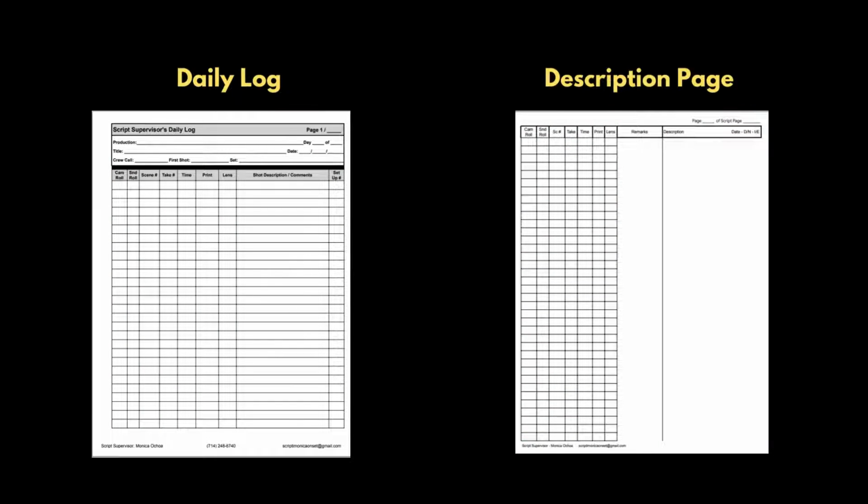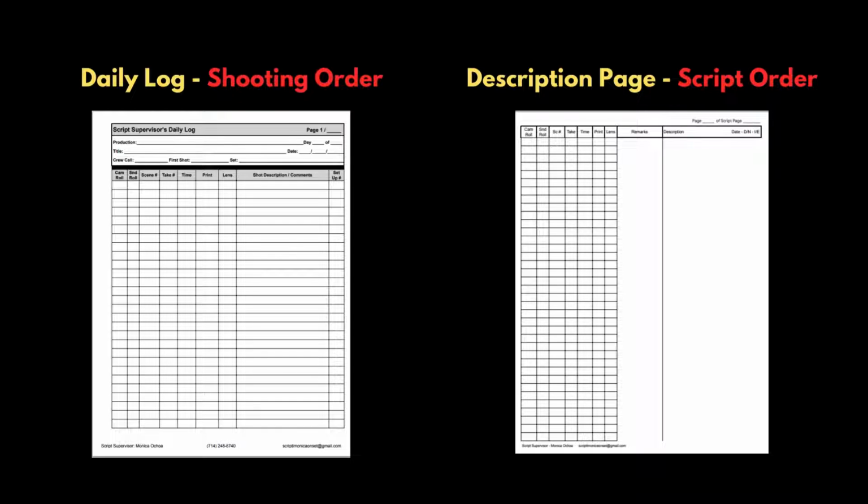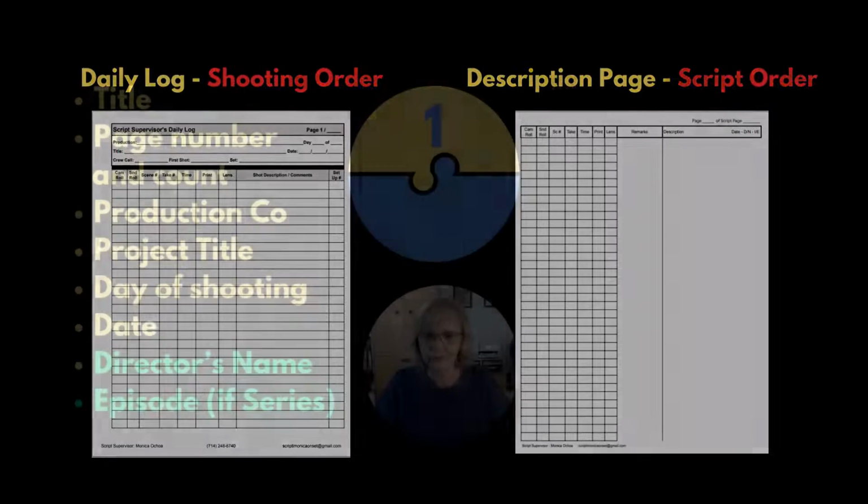Now you might be thinking, why am I repeating the same information from the daily log and the description page? Well, there's one distinct reason. The daily log has information in shooting order, and the description page has the information in script order. So this is one more way that we can quickly reference shots when we need to.